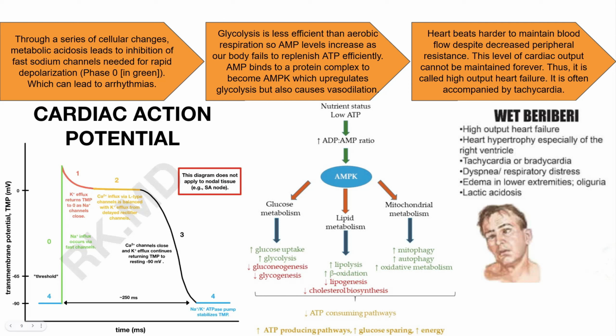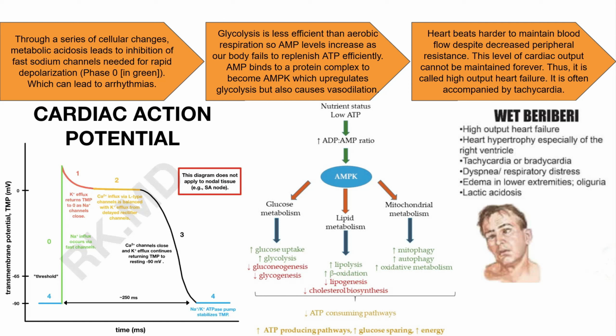All right, let's go into the bigger picture impacts of thiamine deficiency on the cardiovascular system. Firstly, through a series of cellular changes, the metabolic acidosis we talked about in previous slides leads to inhibition of fast sodium channels needed for rapid depolarization, aka phase zero, which is in green on the cardiac action potential illustration. This can cause arrhythmias. Secondly, like we established in the last few slides, glycolysis is less efficient than aerobic respiration.